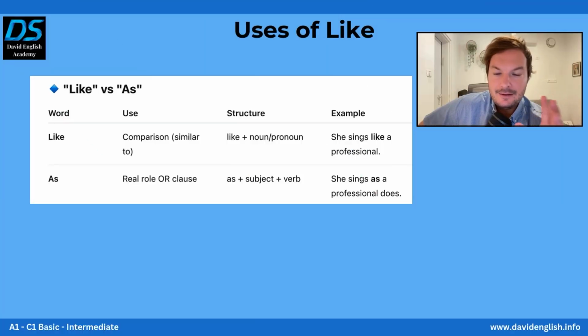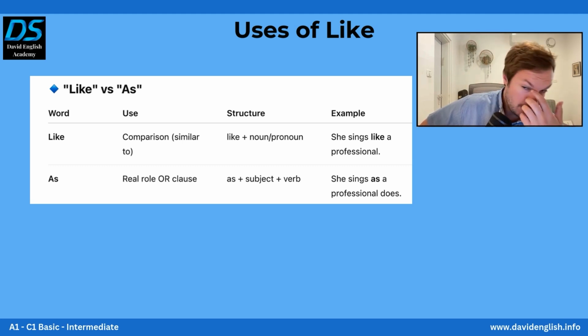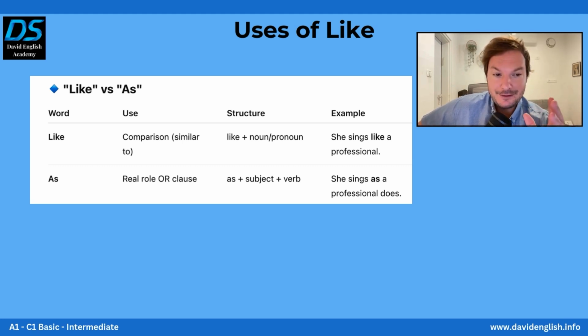So here we have a little bit of a table to show you the use, the structure, and an example for the word like and as. The word like is a comparison, which means it's similar to something. Its structure is usually with the word like, with a noun and pronoun. And an example is, she sings like a professional, right? She sings like a professional. We're comparing her to someone else.